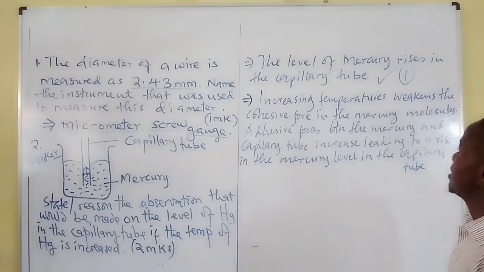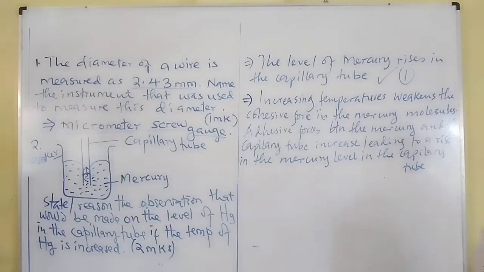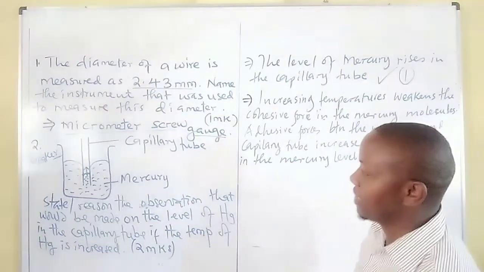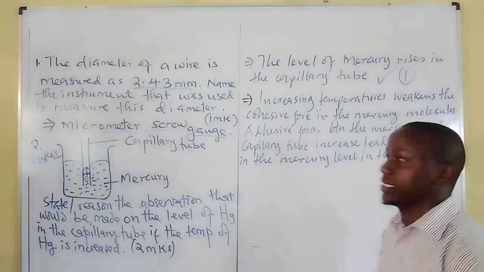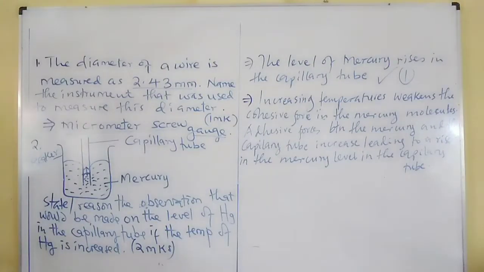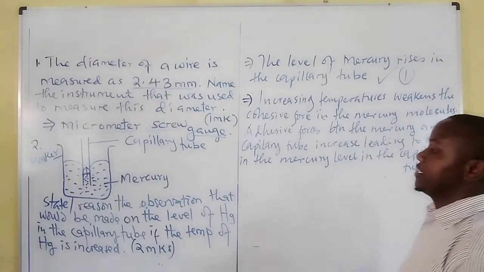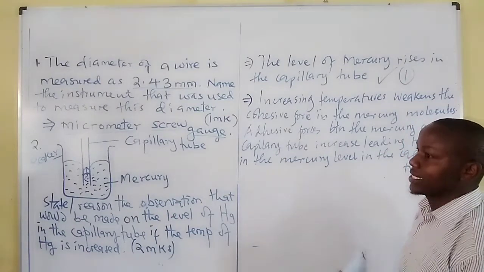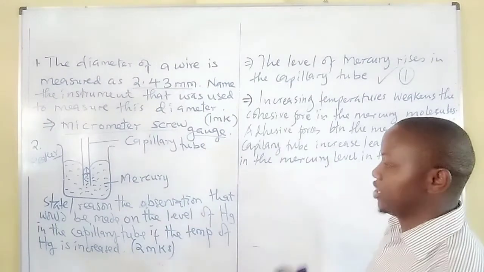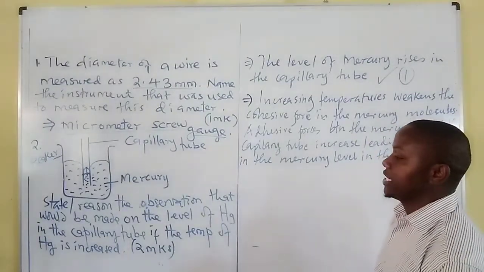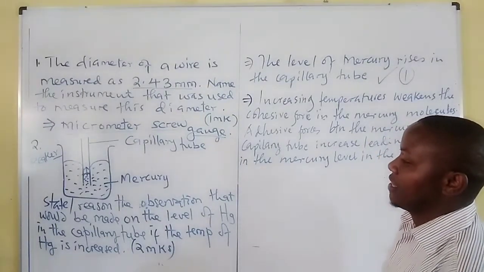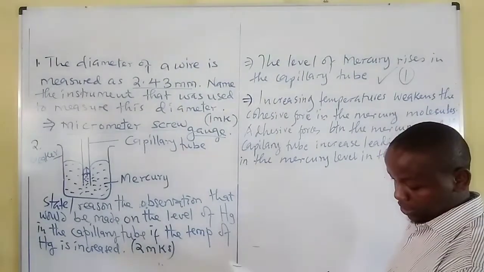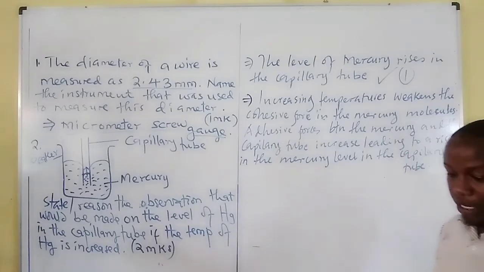Therefore, the question is trying to ask about the factors affecting cohesive forces. If increase in temperature is there, then cohesive forces will be lowered, and that makes adhesive forces a bit stronger. And with that, the mercury level will increase in the capillary tube. So that is what's required for number two.